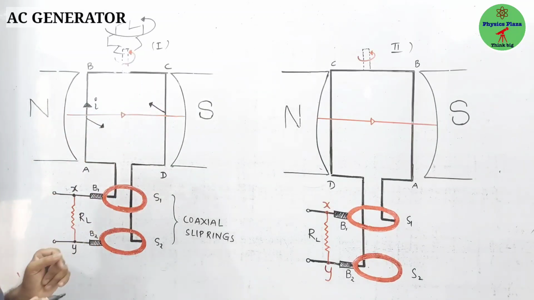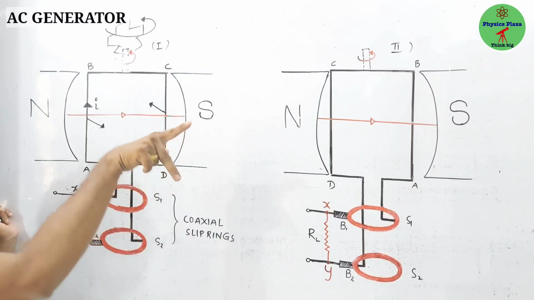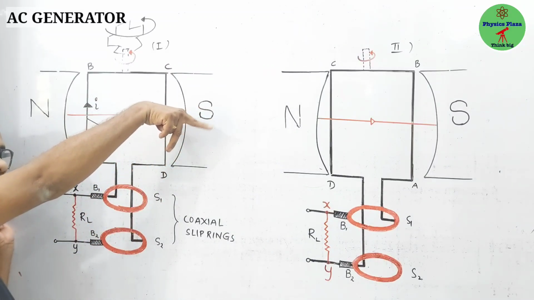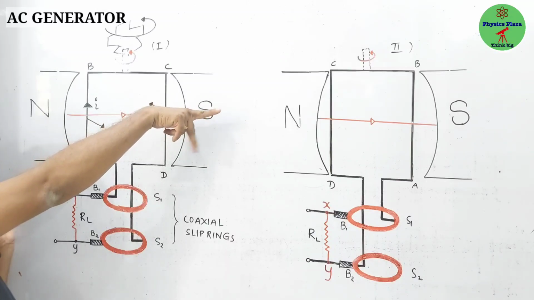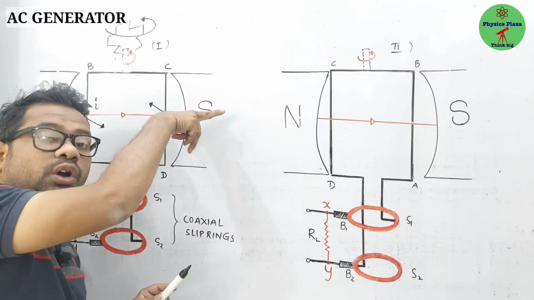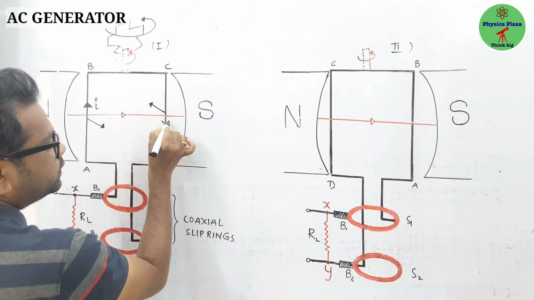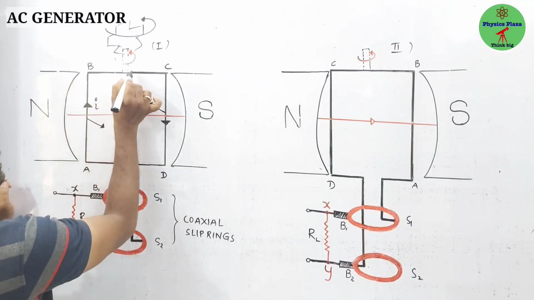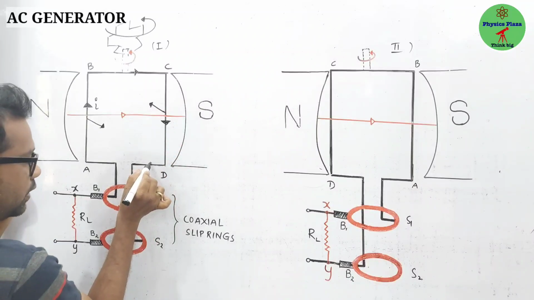Then in CD, this is going inside. Okay, like this. The thumb is showing inside. The forefinger is the field only, left to right. But this time the central finger is showing downward direction. So here the current is coming like this. Which means A to B, B to C, C to D. Try to understand. Very important.